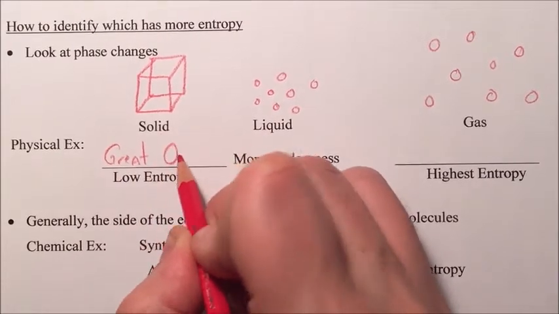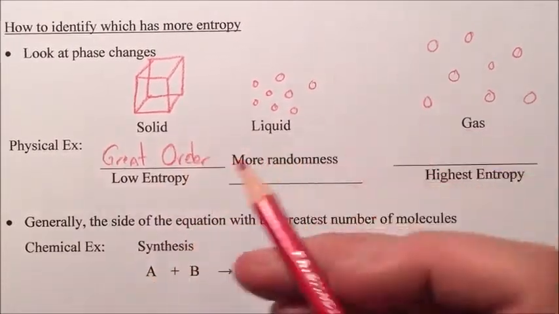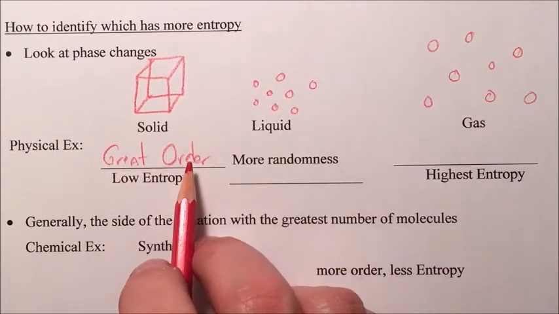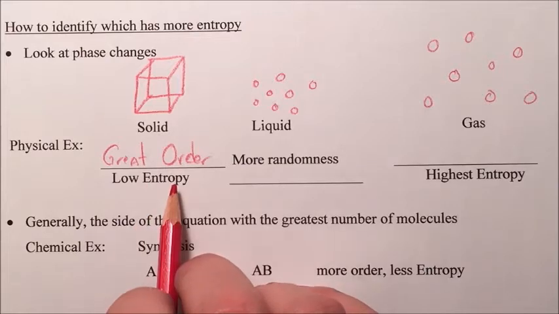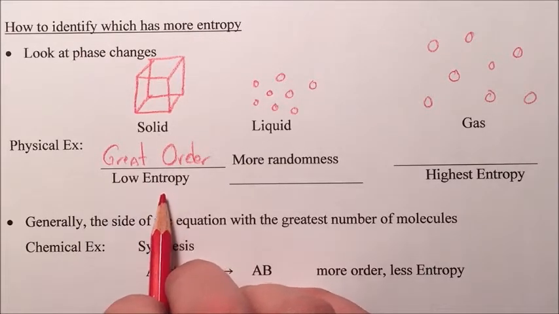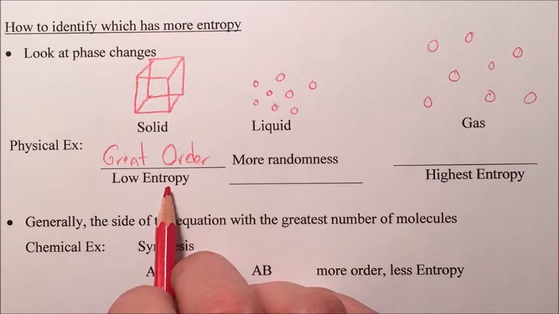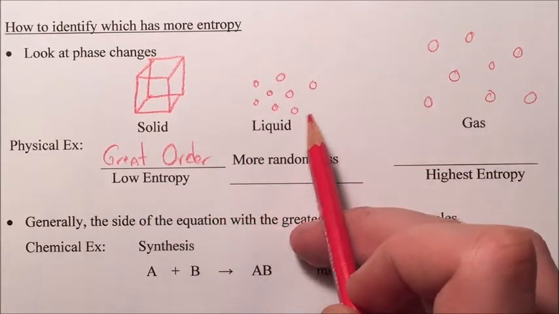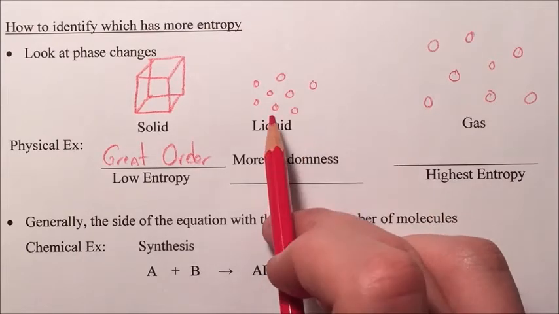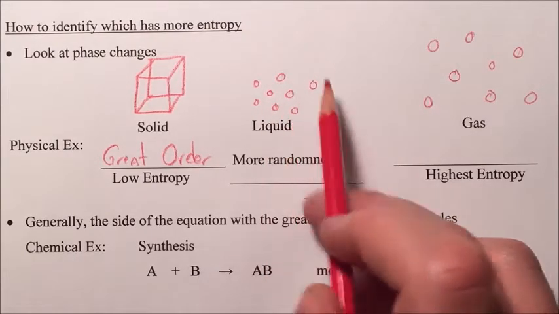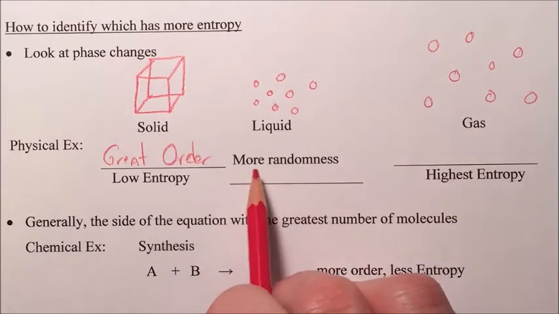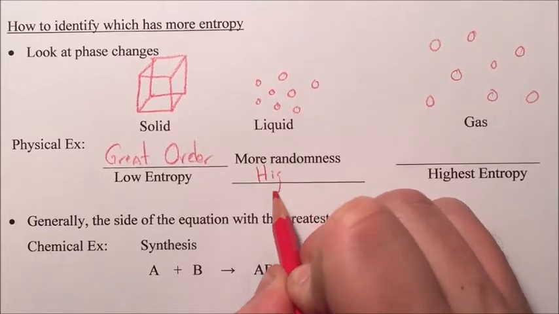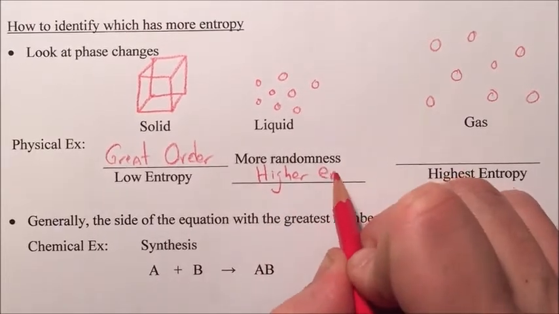Okay, so we're going to put great order, right? Solids are very organized in their arrangement. Because they have great order, this gives them less entropy, right? They have a low level of randomness. If we look at our liquid here, liquids have more energy, they're able to change their position. They have a specific volume, but no specific shape. They can move around. This leads us to believe that they have more randomness, and compared to solids, they have higher entropy.